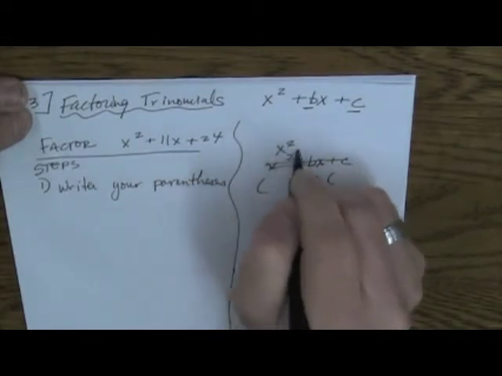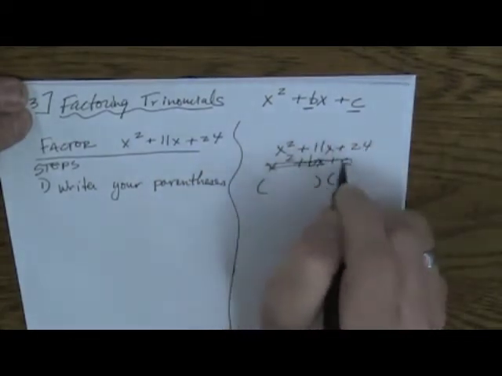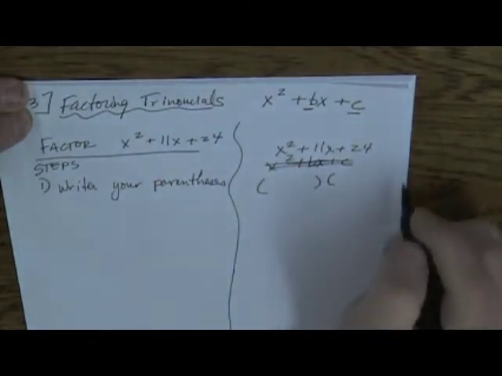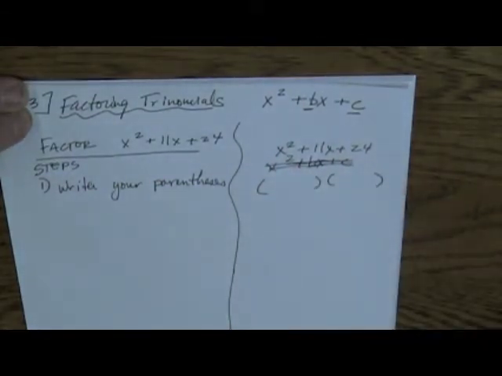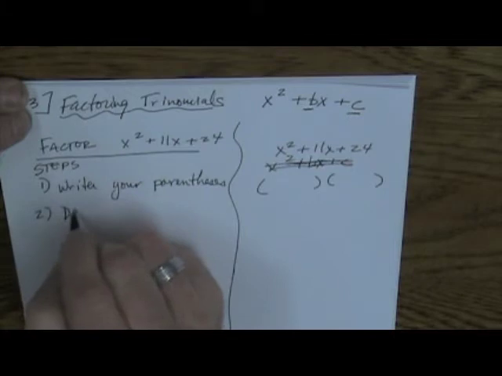x squared plus 11x plus 24. That's what I'm factoring, right? I'm going to write my parentheses right there, because I'm going to factor it into two binomials. All right, step 2 is you've got to determine your signs.